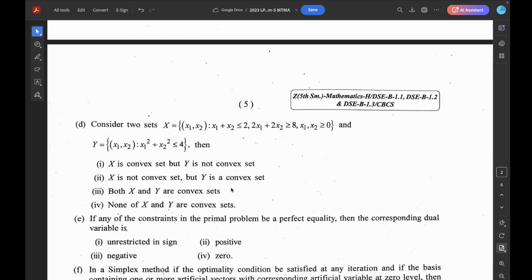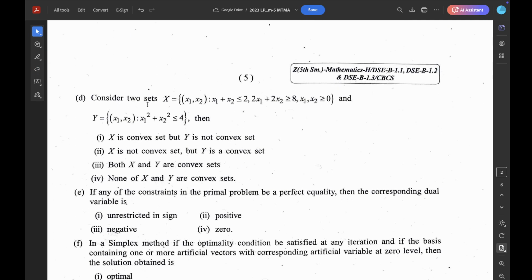Next question, 1D. Consider two sets: capital X, the set of all ordered pairs (x1, x2) such that x1 + x2 less than or equal to 2, 2x1 + 2x2 greater than or equal to 8, x1, x2 greater than or equal to 0, and Y, the set of all ordered pairs (x1, x2) such that x1 square + x2 square less than or equal to 4.